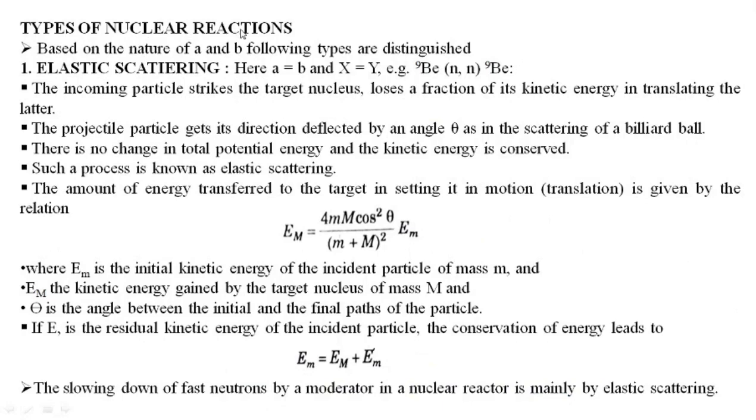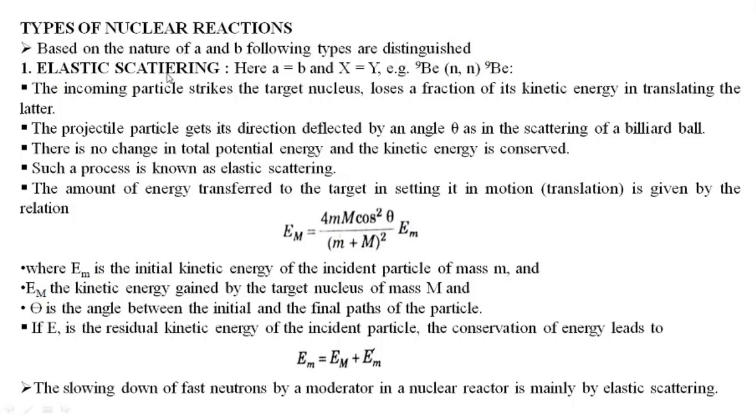Now the types of nuclear reaction. Previously we have seen Bethe's notation, which is used for writing the nuclear reaction in short form. Now the types of nuclear reaction. The nuclear reactions are classified on the basis of the nature of A and B. A means the projectile, B means the ejectile. Always remember this. Based on the nature of A and B, the following are the types.